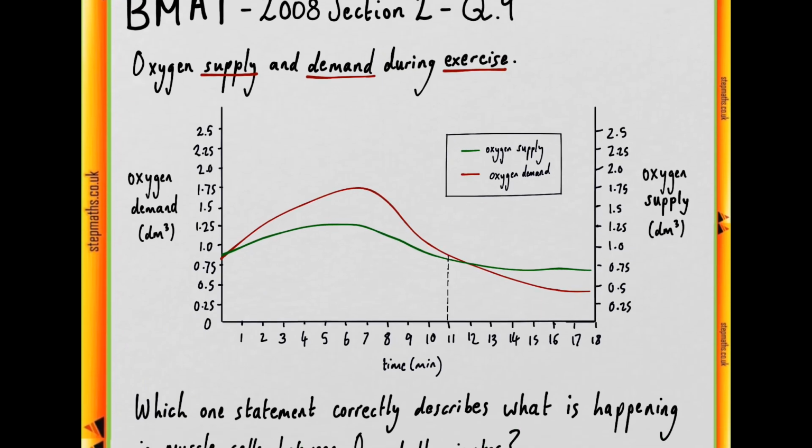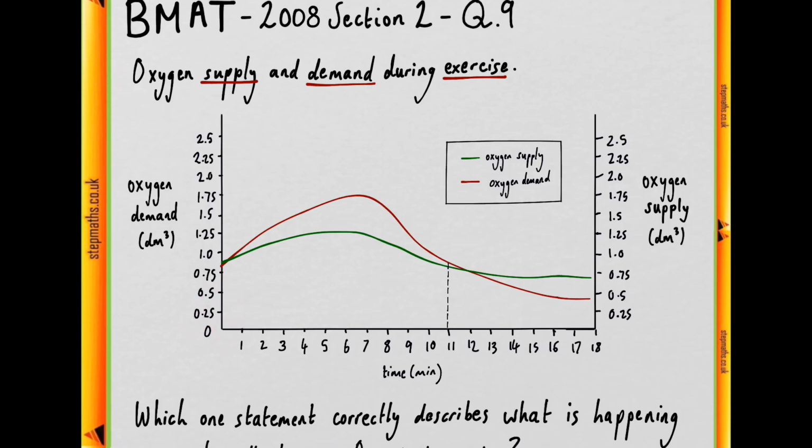So let's mark on what's going on at 11 minutes. So between 0 and 11 minutes, we'll have this period here where oxygen demand, i.e. the amount of oxygen required by the muscle cells, is greater than the amount of oxygen available. So these muscle cells have less oxygen than they need in order to continue with their function. That function being aerobic respiration to generate energy.